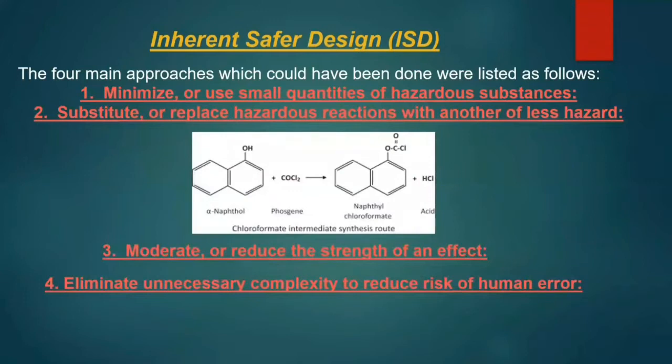For this disaster, the plant is near to the railway and near to the community, so it should be at a safe distance between them. The fourth approach is to eliminate unnecessary complexity to reduce the risk of human error.